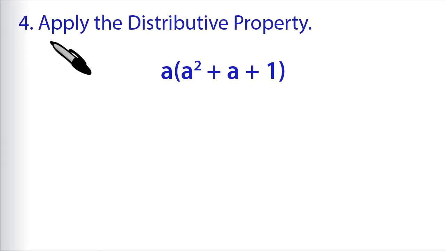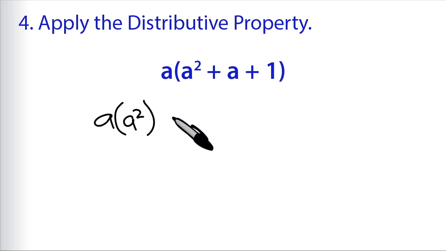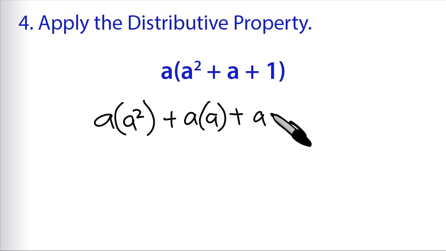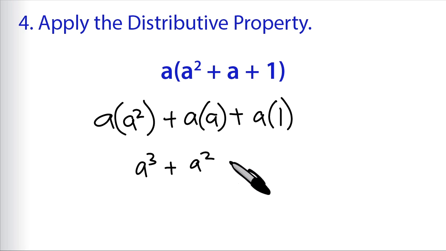For problem 4, we need to apply the distributive property, and we're given a times the group a squared plus a plus 1. So we just distribute this factor of a to each member of this group. So we do a times a squared plus a times a plus a times 1. And to simplify, we have a times a squared, which is a cubed, plus a times a, which is a squared, plus a times 1, which is just a.